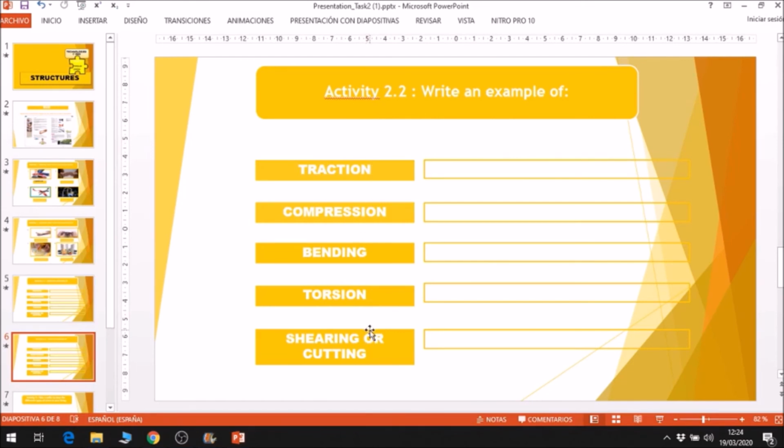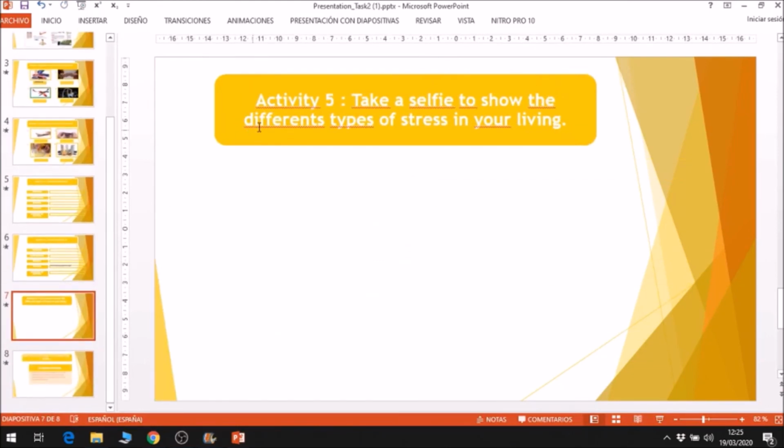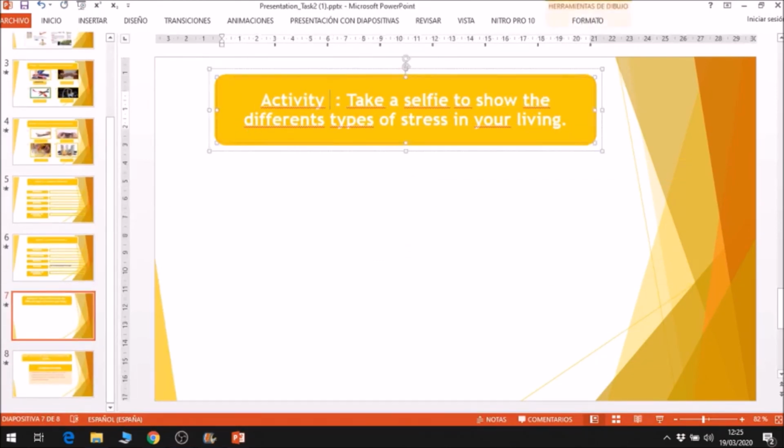And here you have to write an example. You have examples in the book. Torsion, when you try to open a door with a key. Okay, you can use this example or another one. And the last activity, that is not activity number 5, is activity number 3.